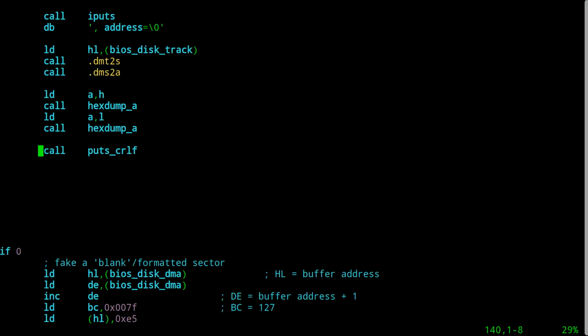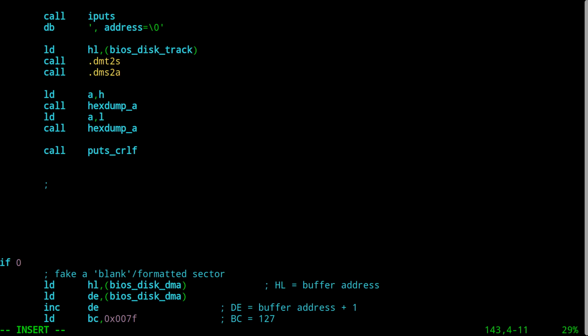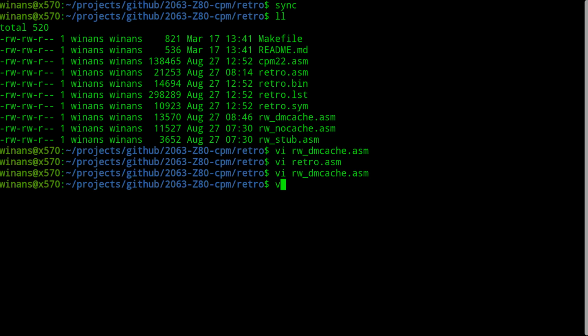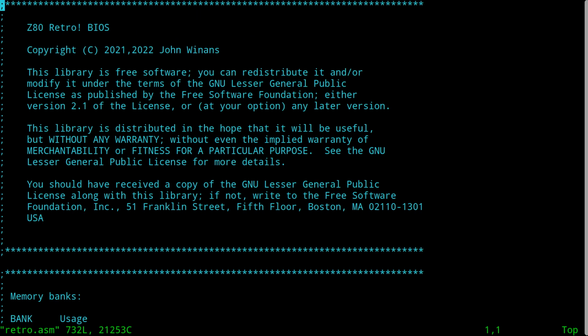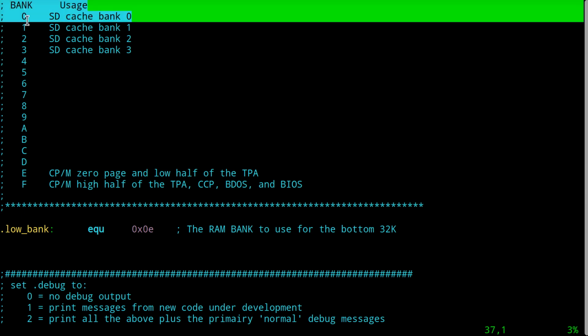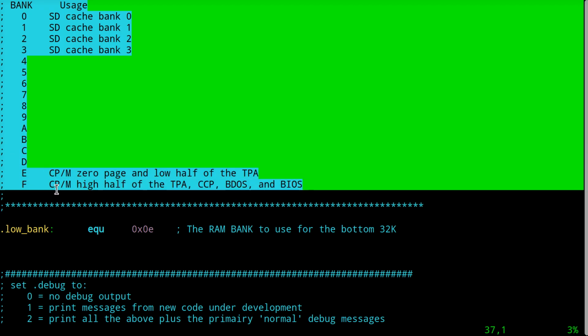So let's put some notes in here. Bank F equals high RAM. Bank E equals low CPM RAM. I should put this in here. Well, as I said before, it doesn't even really belong in here. What I'm going to do is copy this into the other file.